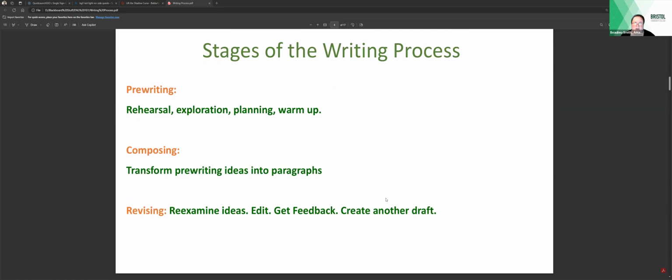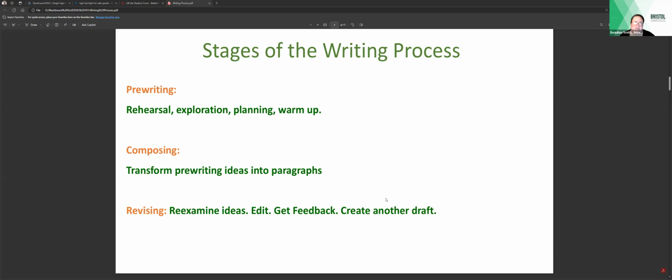Let's take a look now a little bit more at the writing process, the three different stages that we discussed. Pre-writing, which is really the rehearsal, exploration, planning, and warming up of your paper. Think about pre-writing almost like getting directions to a location that you don't know. If you decide to just go and try to find this place without directions, it's going to be a little bit difficult to find it, right? So that's really what pre-writing is. It's really your plan to create what it is that you're going to be producing.